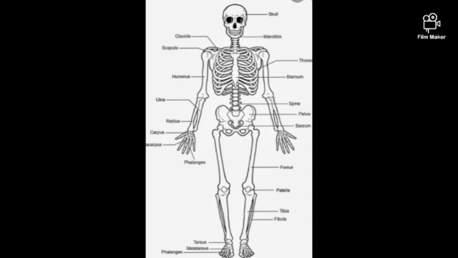Functions of skeleton. The skeleton has four main functions. First, to give support to our body, then protect the soft organs of our body, then make movement possible, then making blood cells. So let us study about it in detail.